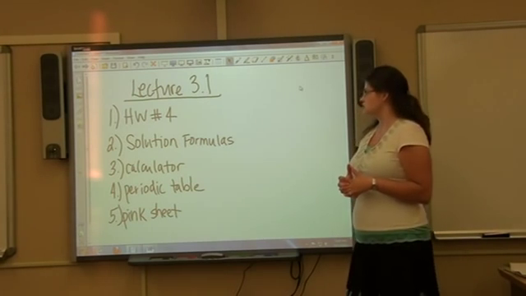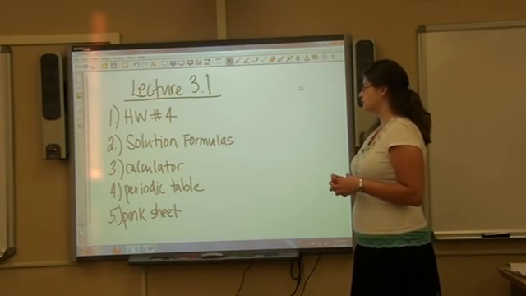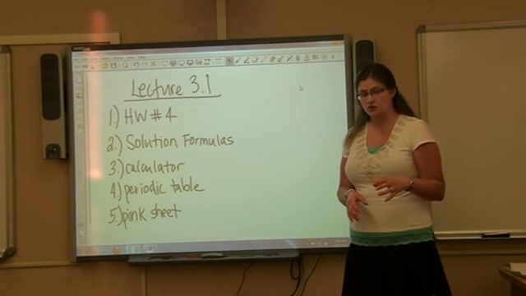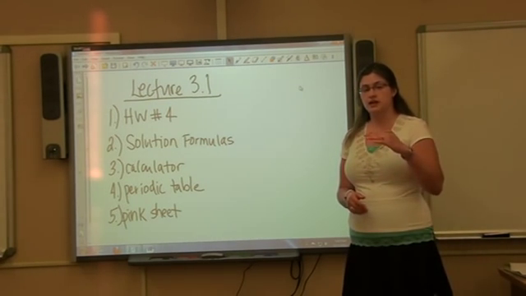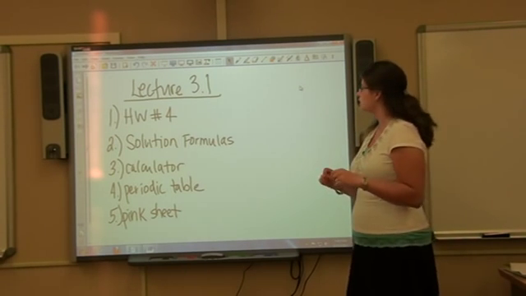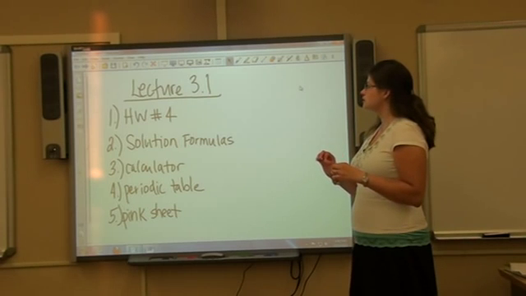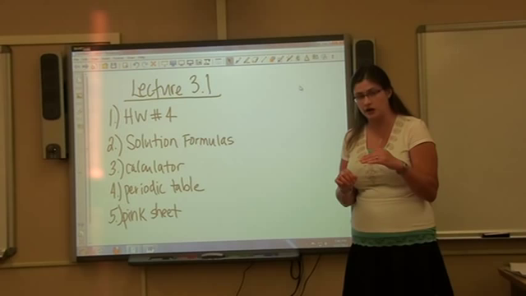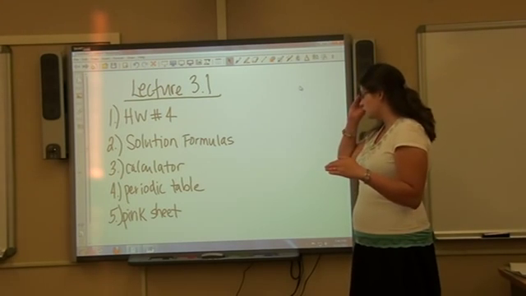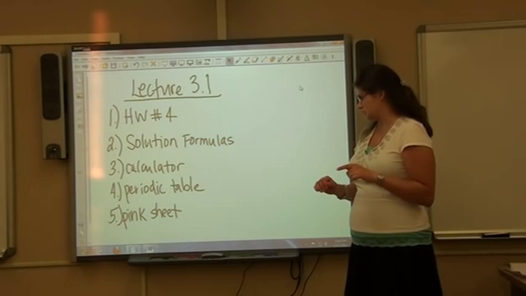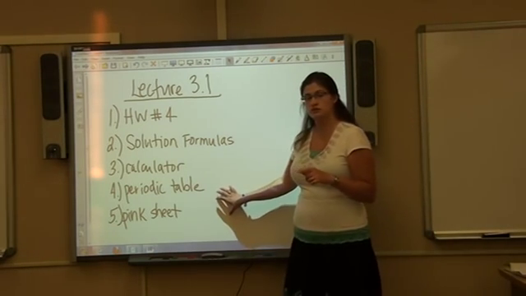In today's lecture you'll need to print off homework number 4. That's 8 pages, 52 questions. We'll be working today up through the dark line. I think it's on page 6. You'll need the solutions formulas Word document that you can find right underneath homework 4 on Joule in week 3. You'll need your calculator, your periodic table, and your pink sheet. These two things are mostly just for reference.